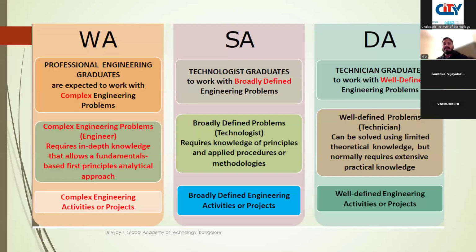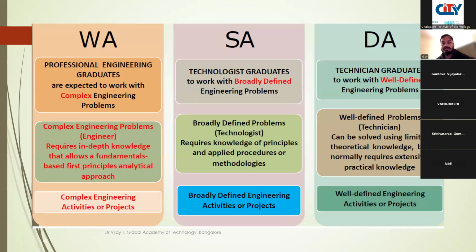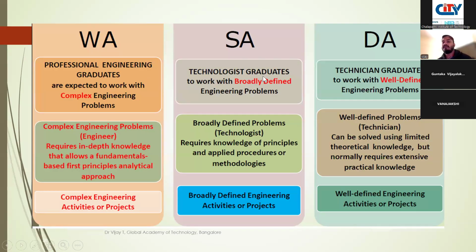Washington Accord, Sydney Accord, and Dublin Accord. So we are under the category of Washington Accord, where we generate professional engineering graduates. Sydney Accord generates technologists, and Dublin Accord generates technical graduates.